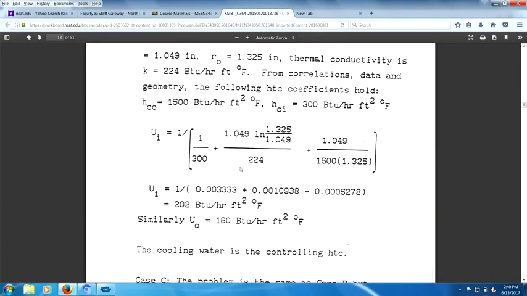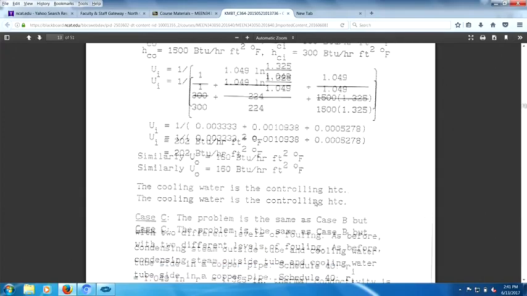Now with copper, I see the steam is still fairly unimportant. I see the copper has significantly reduced the resistance there. And over here, the controlling resistance would perhaps be the inside heat transfer coefficient, or wherever that value was from. So we see the cooling water is controlling the heat transfer. This one's controlling, so we start making changes there.